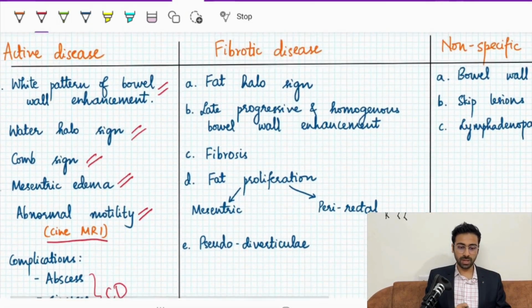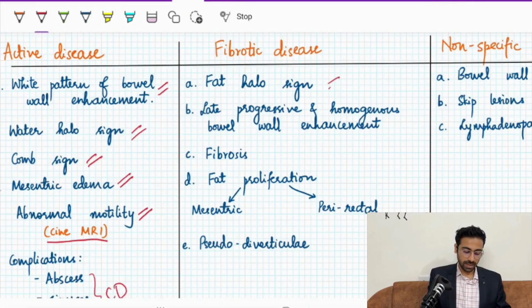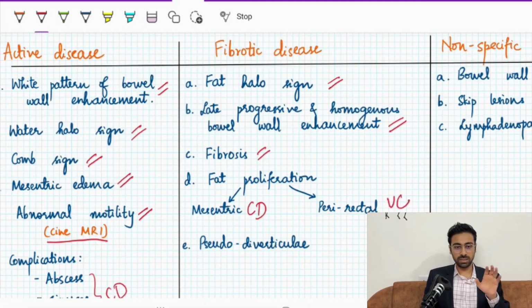Coming to fibrotic or chronic stage, the fat halo sign, late progressive homogeneous bowel wall enhancement, as well as fibrosis, these are signs of fibrotic or the remission phase. Fat proliferation, mesenteric, that is seen in Crohn's disease, and perirectal fat proliferation, that is seen in ulcerative colitis, both of these are signs of fibrotic stage.